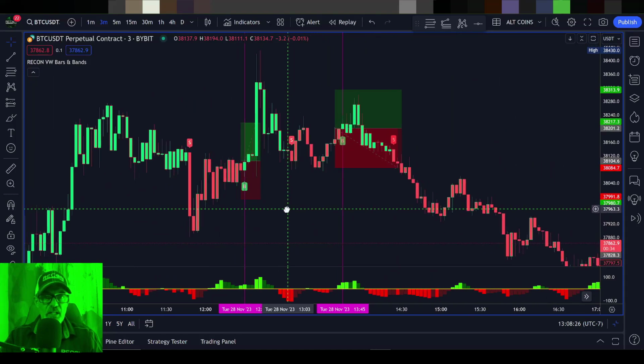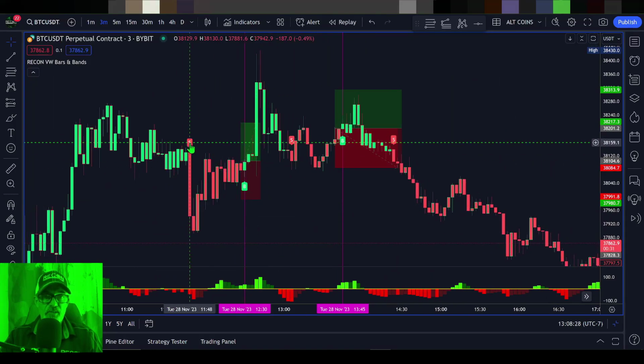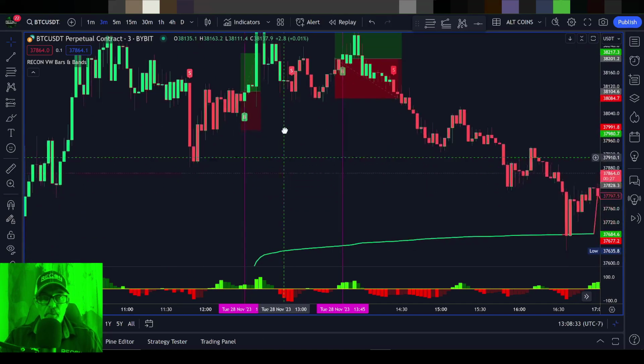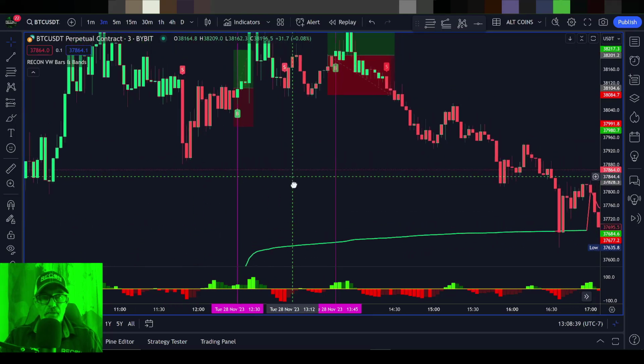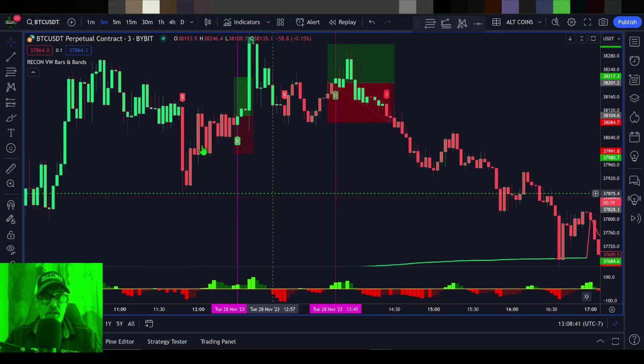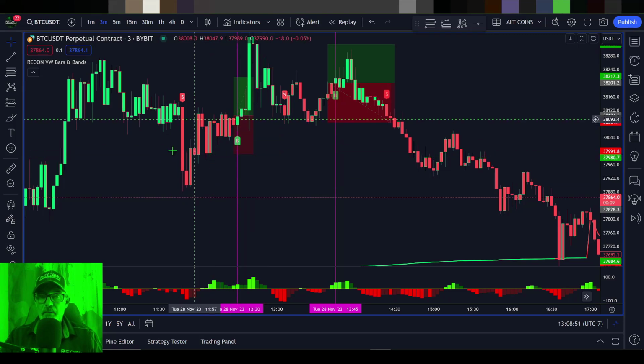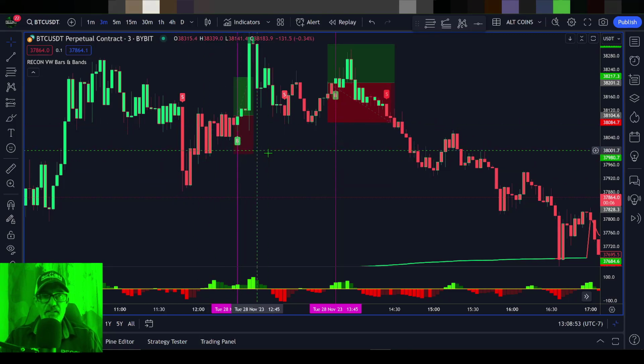Now, the next signal that pops up is a sell signal as this price starts to roll over. However, the price is way above VWAP. VWAP is way down here. So I really have no interest in getting involved in this trade. However, a few bars later, we get a buy signal.